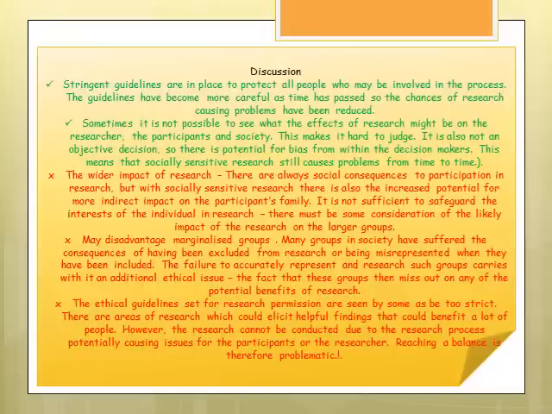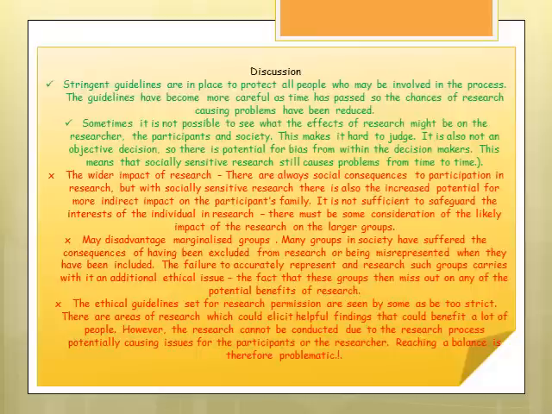Many groups in society have suffered from the consequences of having been excluded from research or being misrepresented when they have been included. The failure to accurately represent these groups in research carries with it additional ethical issues, such as the fact that these groups have missed out on any potential benefits of the research. So think about relationships. A lot of research is carried out on heterosexual relationships. Homosexual relationships are generally understudied, so they may have missed out on potential benefits of researching homosexual relationships.